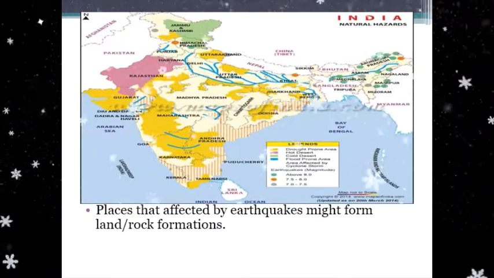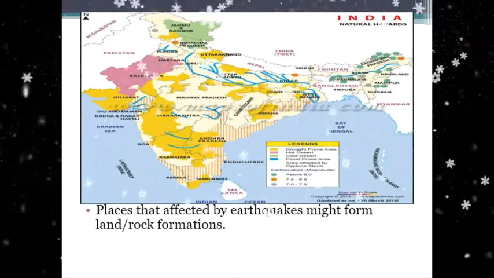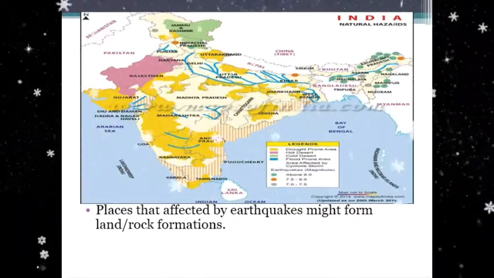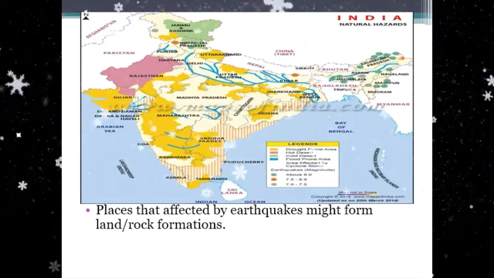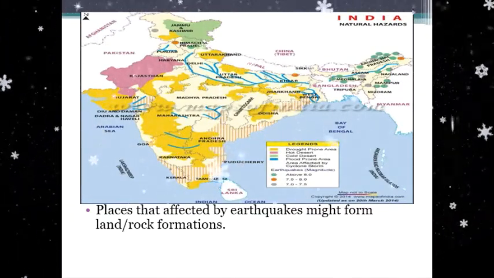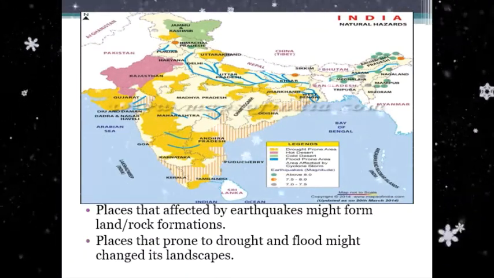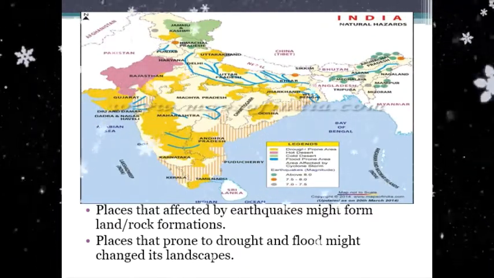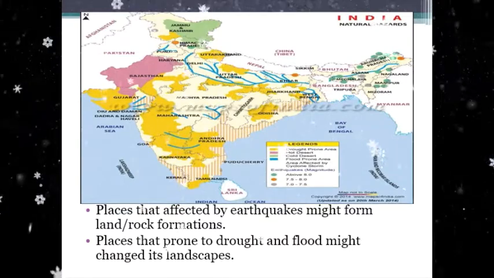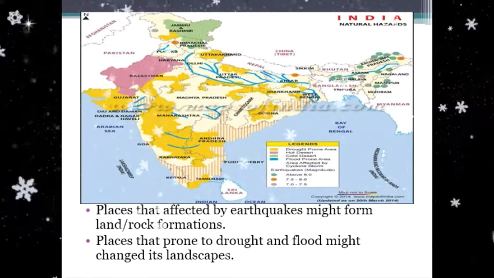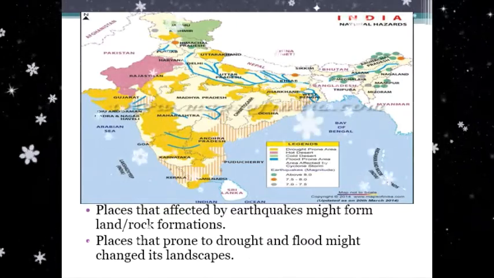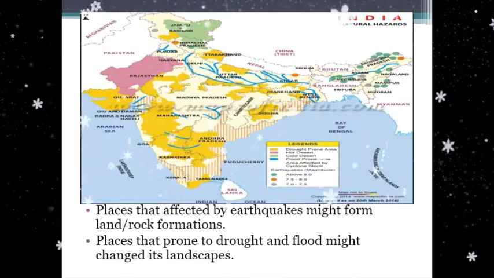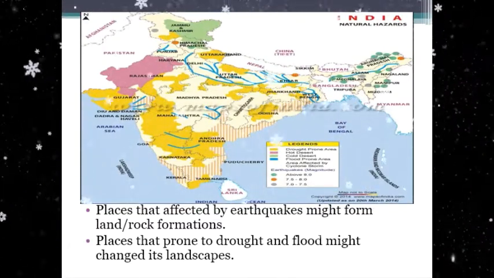Places that are affected by earthquakes might form land or rock formations. Places that are prone to drought and flood might change their landscape. As you can see on our legend, the yellow color is drought-prone areas, the violet is the hot desert, the green is the cold desert, and the blue is the flood-prone area.